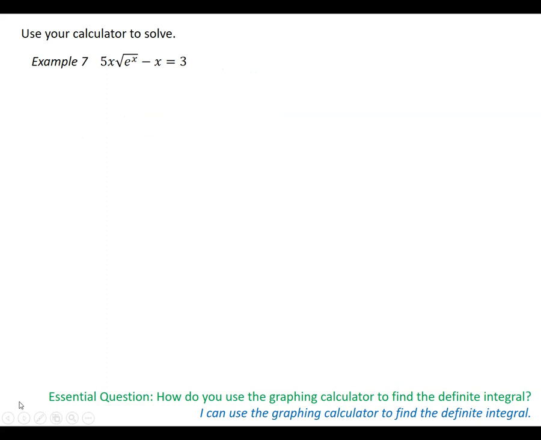So this is different. We're now going to use our calculator. I missed the stuff on the left side. Okay, so let's go. Plug the left side into F1. Plug the right side into F2.